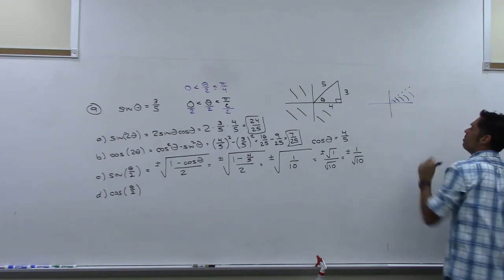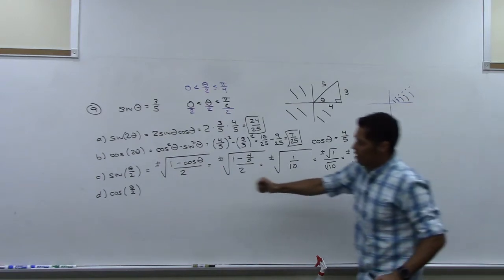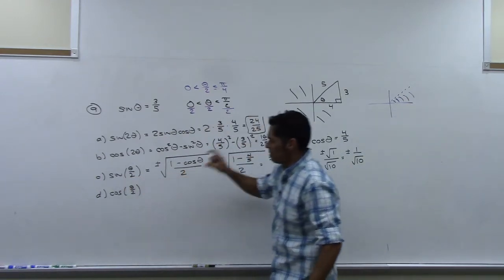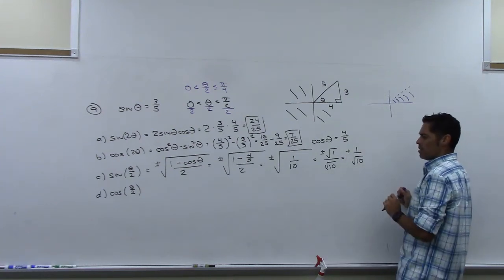We're somewhere in here. So I know that both cosine and sine are positive here. So I want to know what sine of theta over 2 is. That's the y coordinate, so it must be the positive answer. So it's positive 1 over root 10.